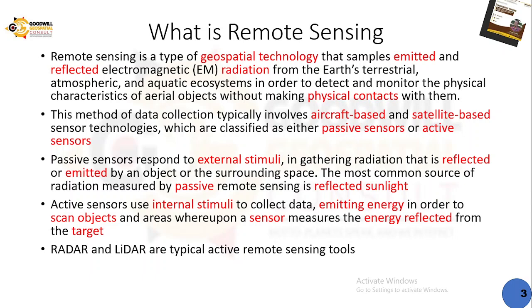So it's a type of spatial technology that samples emitted and reflected electromagnetic radiations from the Earth's terrestrial, atmospheric, and aquatic environment in order to detect and monitor variations in physical objects without having physical access to them.